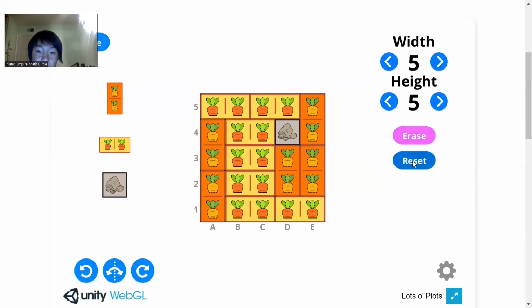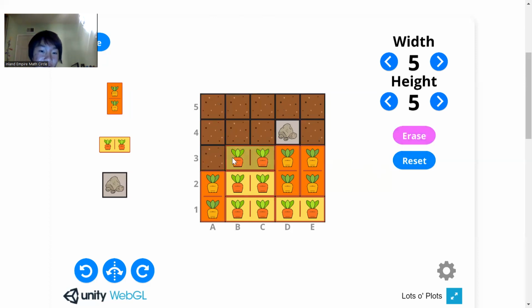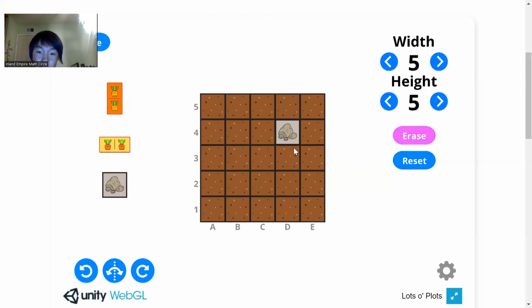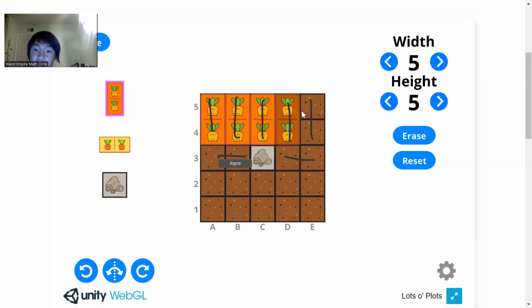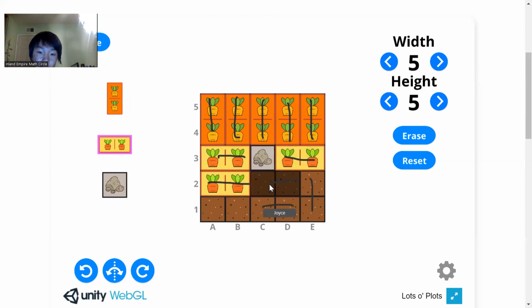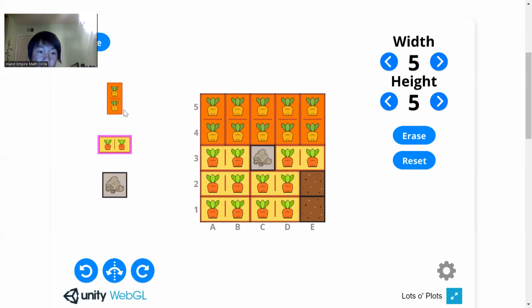Okay, reset. I don't know why it's not letting me reset. I'll just erase all of it. All right, what about if I put the rock here? You think this is still doable? Yeah, Lloyd, you can also use the whiteboard if you want to put suggestions for where to put all these. Yeah, Joyce, you got it.